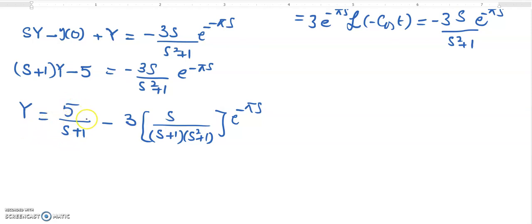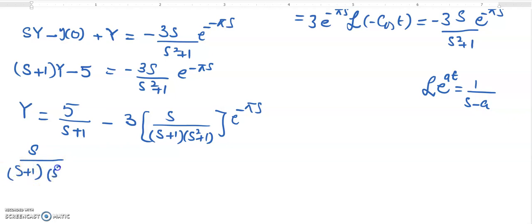The inverse Laplace transform of 5 over s plus 1 is easy, so we can apply this formula: Laplace of e power at is equal to 1 over s minus a. So it will be e power minus at. But for the other term we need to use partial fractions to convert it into reasonable fractions which we can easily take the inverse of. So s over s plus 1 into s square plus 1.